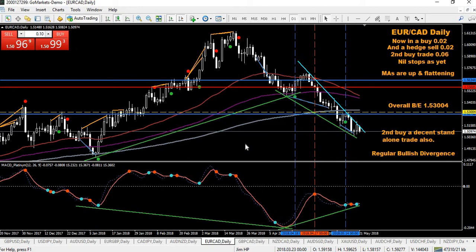Euro CAD, euro against the Canadian dollar. Another one that's causing me some grief. I'm in trades on this one. Took a buy, took the hedge sell.